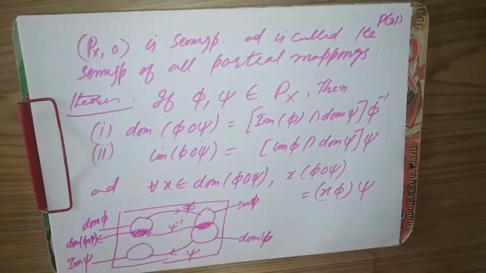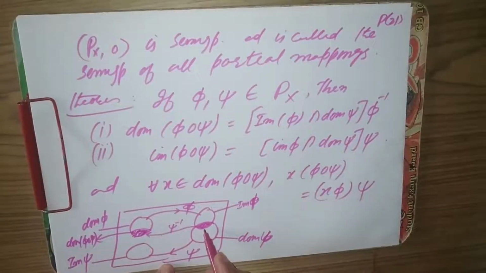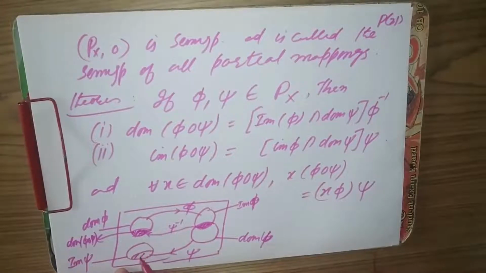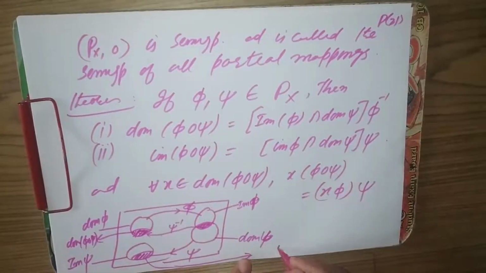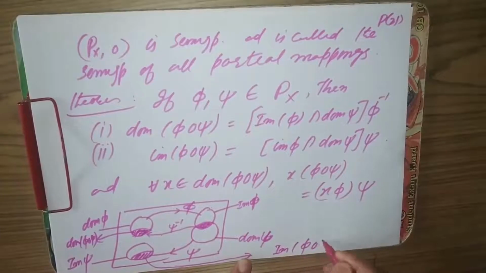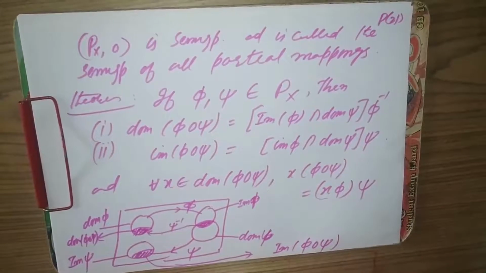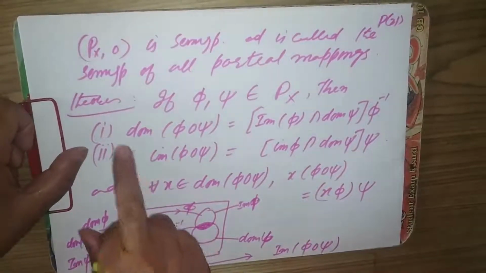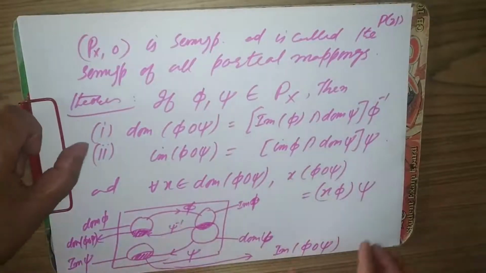Okay, and whenever I apply psi on that intersection, it should land somewhere here, and this portion should be equal to the image of phi composition psi. That's what we need to prove actually. Okay, let's prove this. I will prove only the first part, and the second part follows on similar lines as part one.